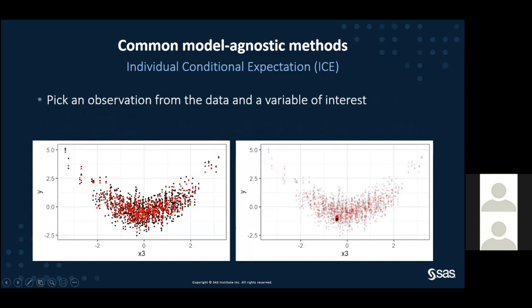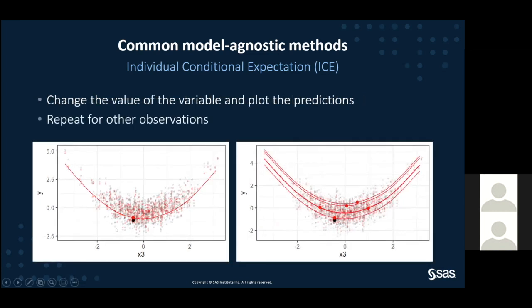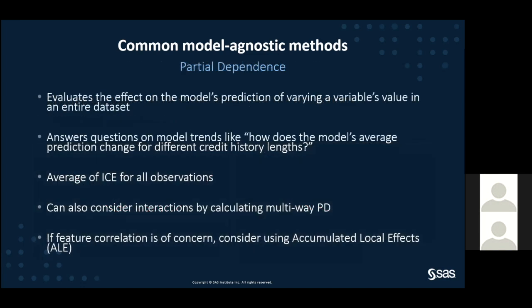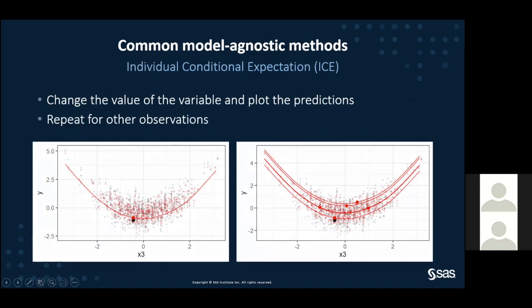For example, here, we just pick x3 as the variable, and we pick that dot, which is our observation, and we change the value of x3 of that observation and just plot out a curve of what the model would predict if the x3 is changed to the other values. And this can be repeated for all the other observations. ICE is a relatively simple method. So one easy question is, once we have all these curves for different observations, these are all for each individual decision. What about the average trend? As you can see here, this reflects the parabolic curve of the model pretty well.